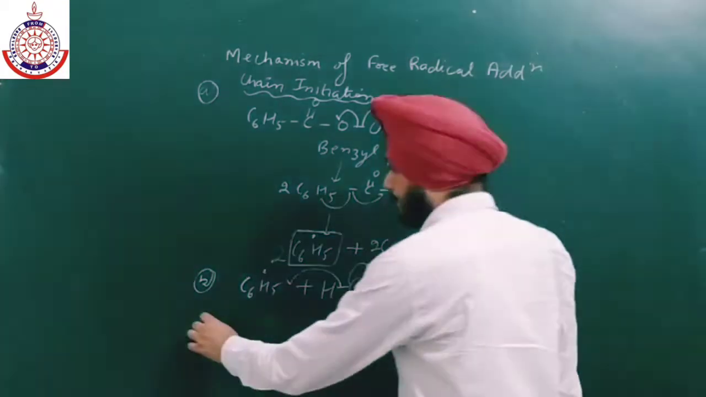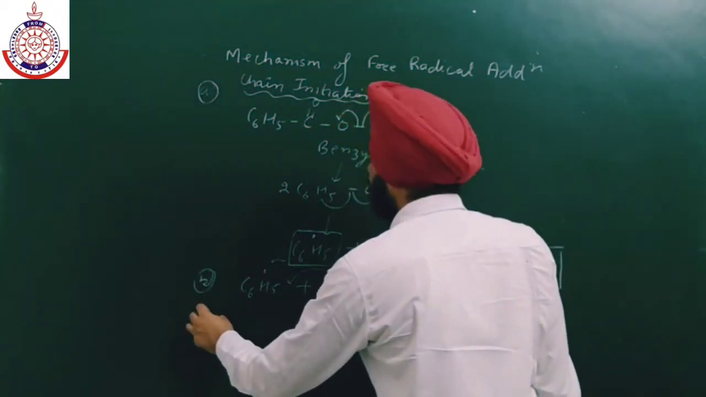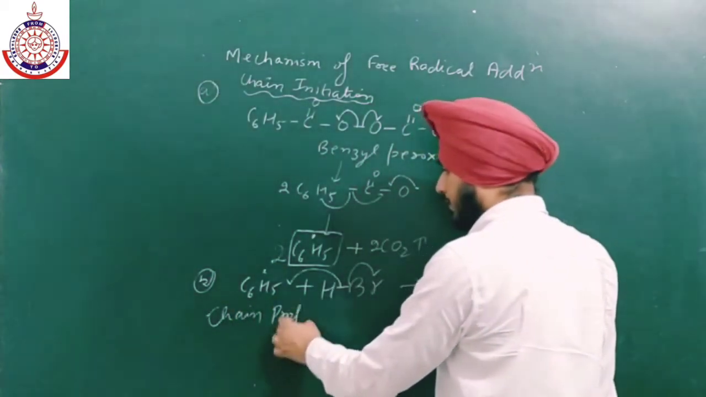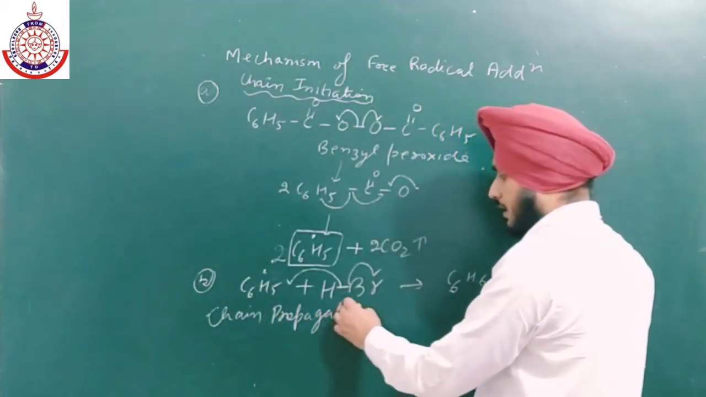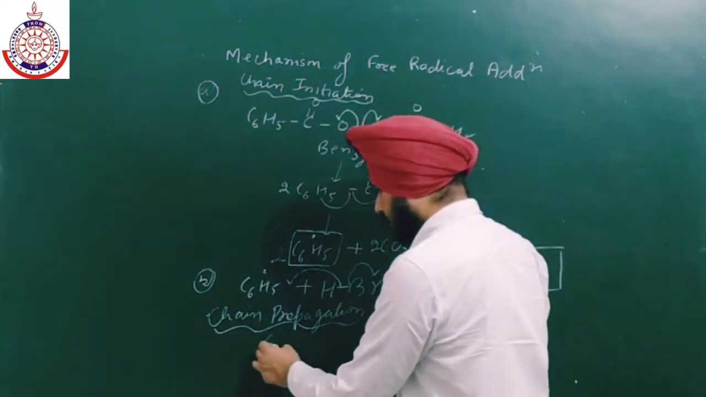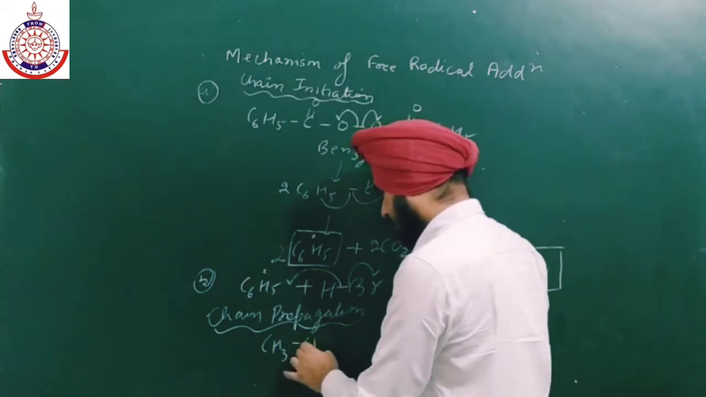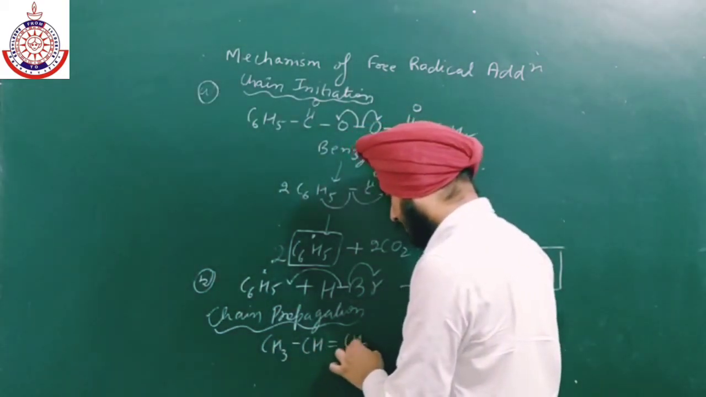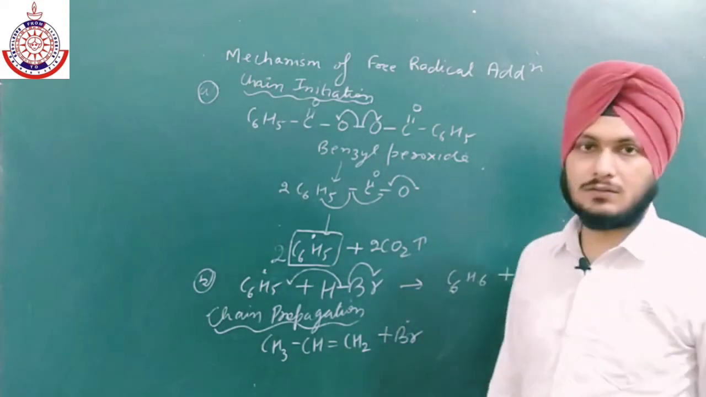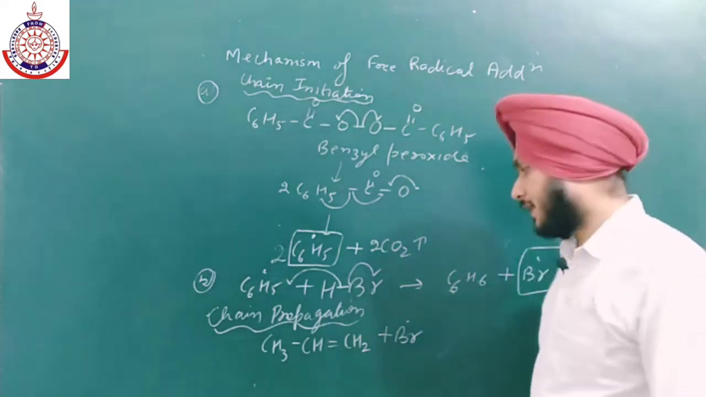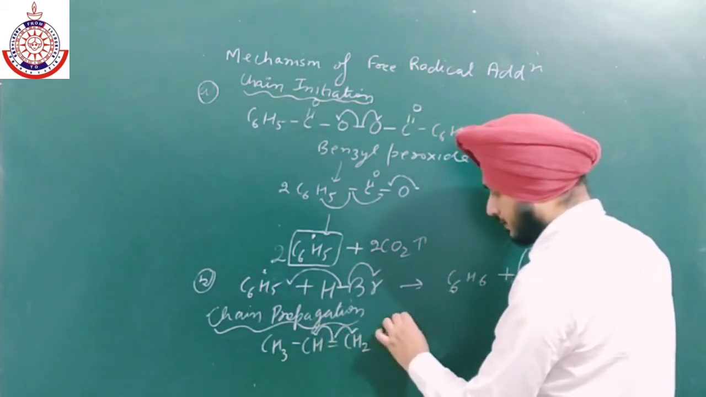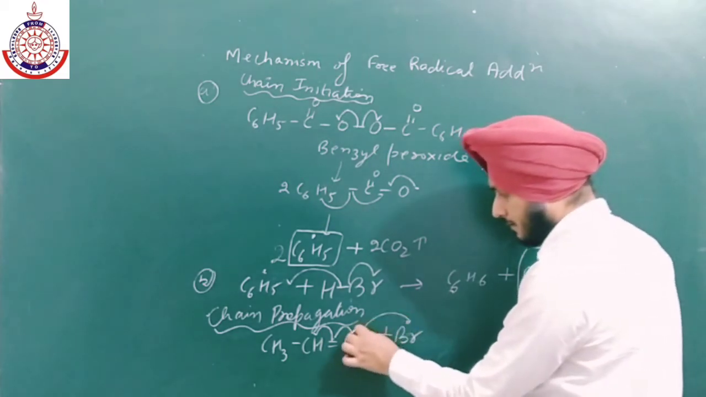Okay, so we have the second step. The second step is chain propagation. Okay, the chain propagation is the reaction of CH3CH, I am taking propene, plus Br radical. So we all know that only homolytic cleavage will take place. So this bond will cleave homolytically. Okay, this radical over here.